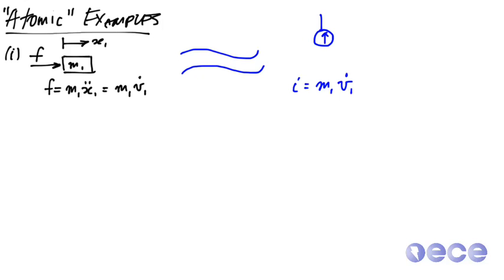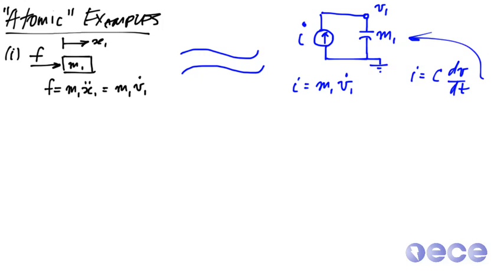So what does this look like as a circuit? Well, we already have a circuit component that obeys the law of I equals something times the derivative of voltage with respect to time, and that's a capacitor. If we imagine that the mass acts like a capacitor here, then the analogous circuit to this dynamical physical system is just a capacitor in parallel with a current source.